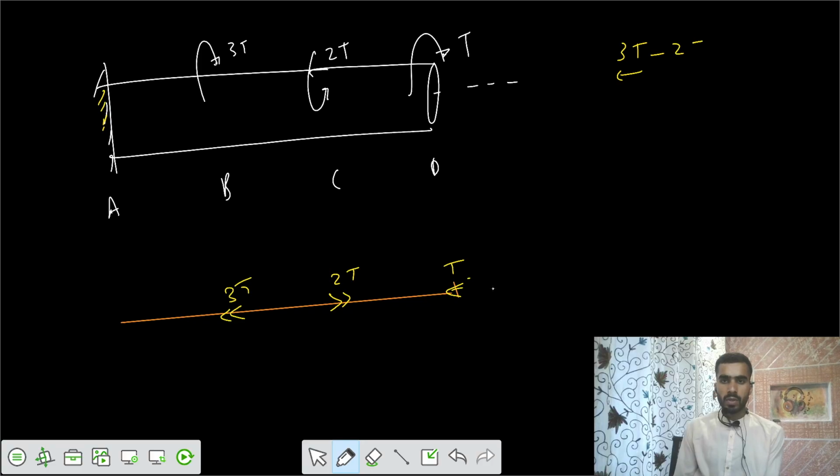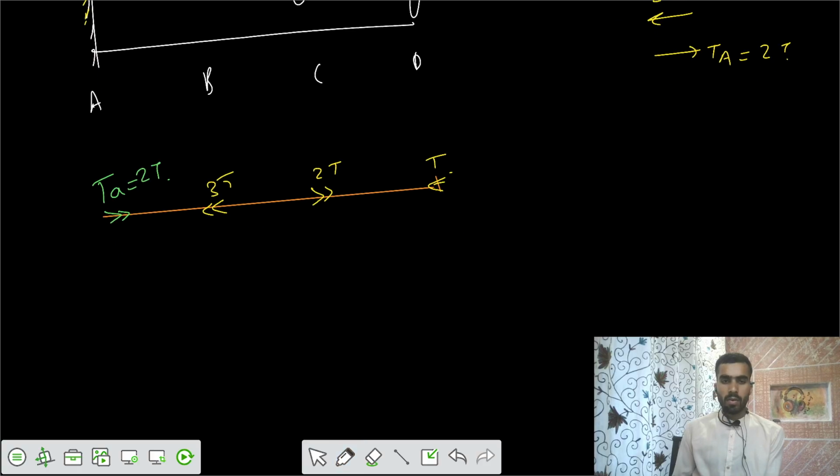There should be some net value of these three. 3T is in this direction, then we have minus 2T in this direction, then we have plus T in this direction. So we got a final value of 4 minus 2, a net value of 2T in this direction. So there should be a balancing 2T at A. So TA equals 2T in this direction.